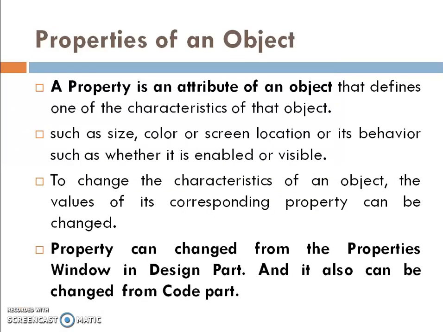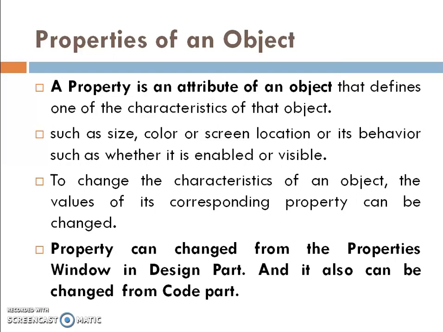Now what is the property of an object? First, what is the object? In the VB.NET programming language we use the button, form, label, text box. They are called different types of objects, and each and every object has its property, method and event. Now first we discuss what is property.